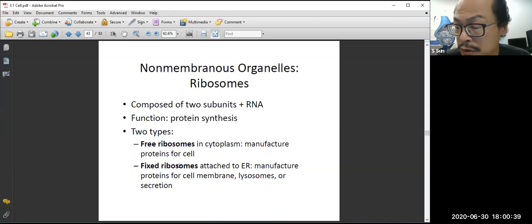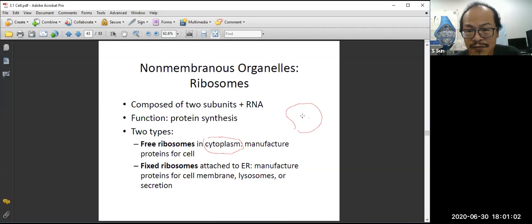A quick question could be that, where can you find a free ribosome? It's in the cytoplasm. The question could be, ER, nucleus, extracellular space, or cytoplasm. So free ribosome is in the cytoplasm. Basically, it's in the cell and it's freely located in the cell. And the fixed ribosome or membrane-bound ribosome is attached to the endoplasmic reticulum.